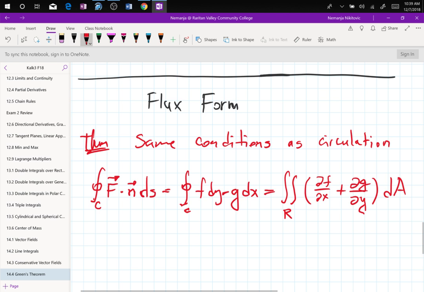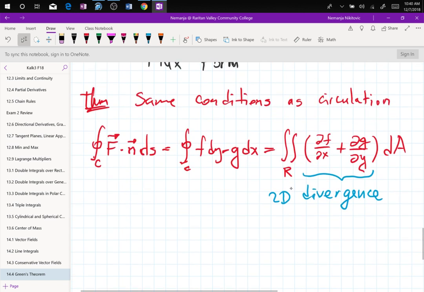Now we have this again, this piece that has a special name. Called the 2D divergence. And we say that if divergence is equal to 0, then the vector field is source free.